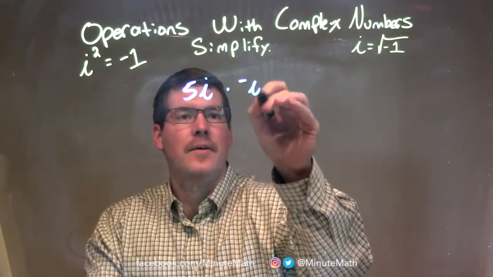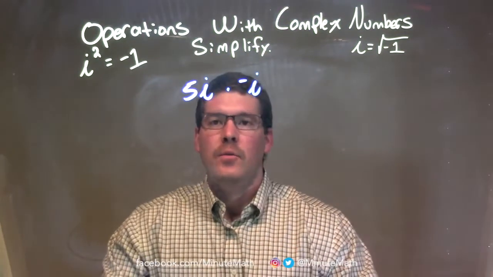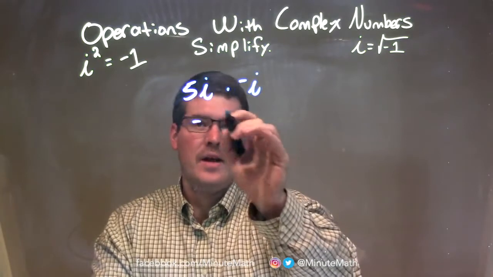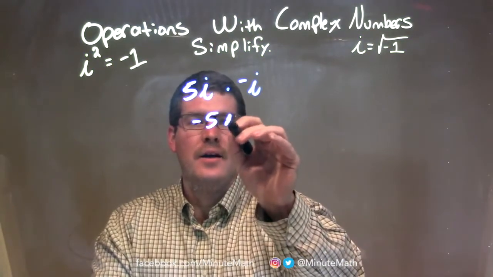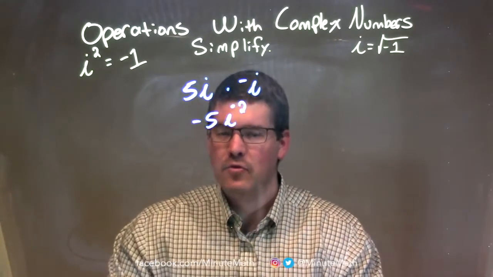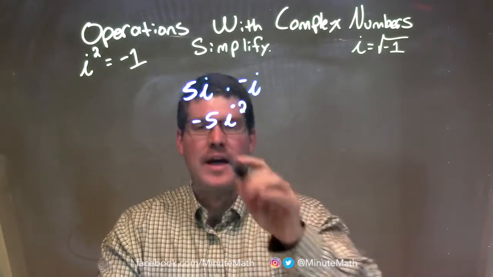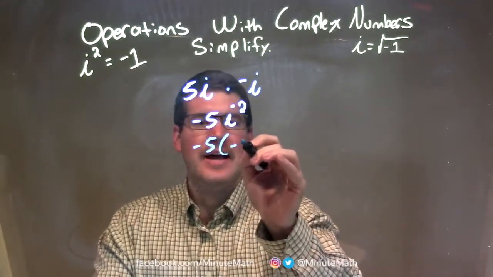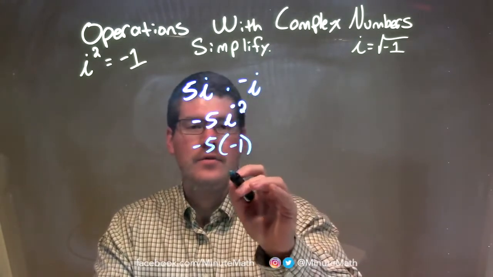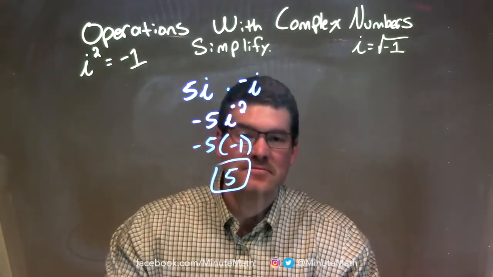Times a negative i. Well, we have 5i times a negative i. Multiply these together, we have a negative, right? 5i times negative i is a negative 5i squared. Now this becomes tricky though, because we know i squared is a negative 1. We must change that. So we have a negative 5 times a negative 1, which is a positive 5. So all of this comes down to a final answer of just 5.